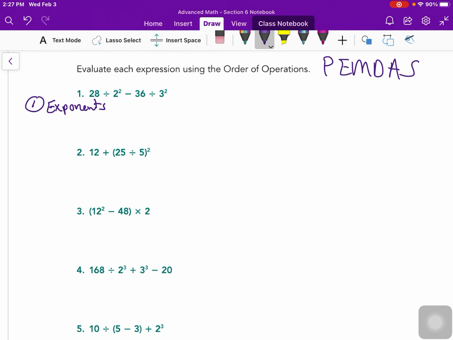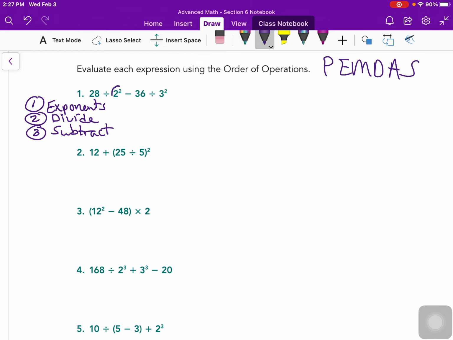Multiply and divide comes next. There's no multiplying this time, but there is divide, so I'm going to do that. And then add and subtract will come last. There's no adding, but there is subtracting, so I'm going to subtract last. Now, I don't have to do that part every time, but I'm going to do that to begin with so I can keep straight what my steps are. So let's go ahead and do this.